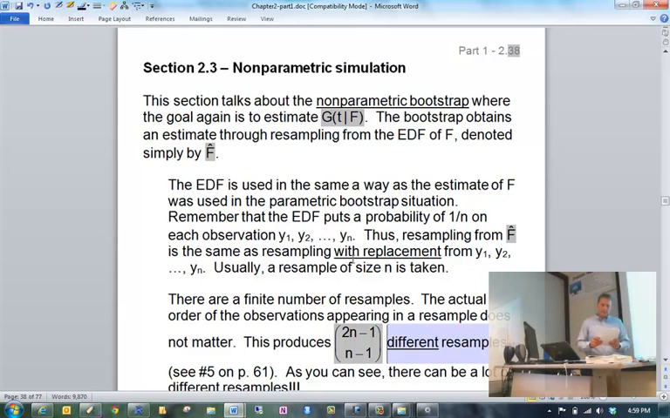Okay. So now f hat is the EDF. And that's what we're going to take our resamples from. If you remember, what that basically means is every single value in your original sample has a probability of 1 over n. And we resample with replacement.